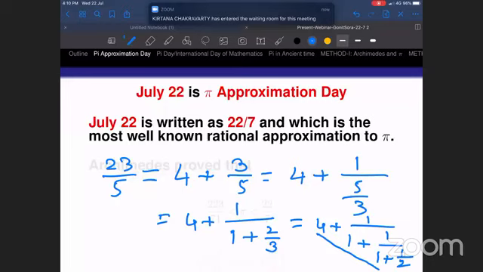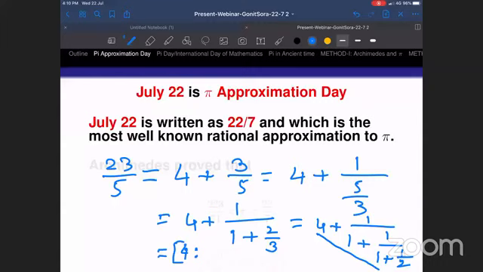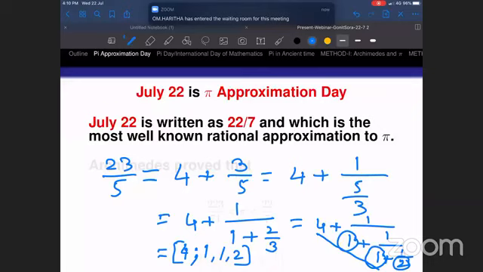These types of things are called continued fractions, and it takes so much space. Therefore, in short, we write this as 4, the integer part, plus 3 by 5, a proper fraction. The numbers 1, 1, 2 are called partial quotients. So 23 by 5 is written as a continued fraction expansion of 4, 1, 1, 2.